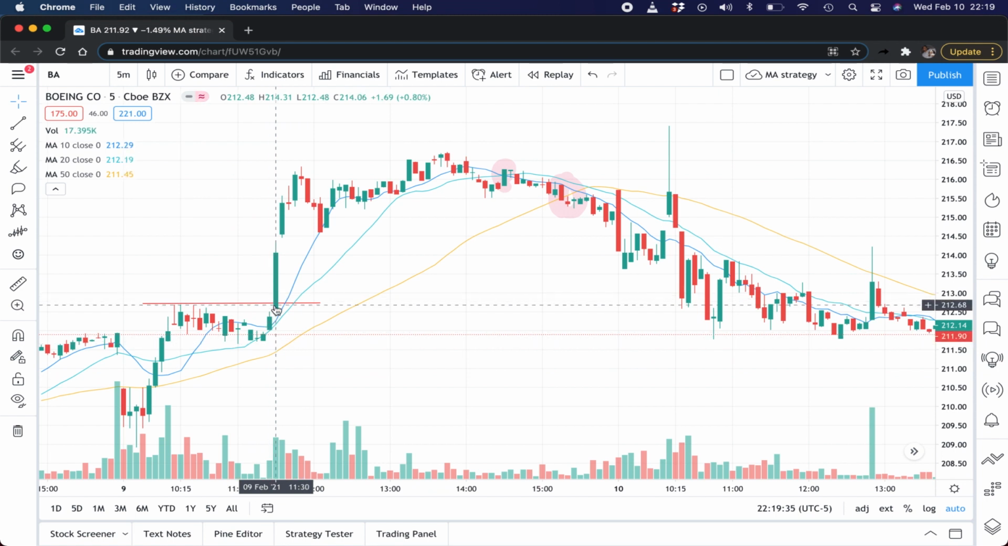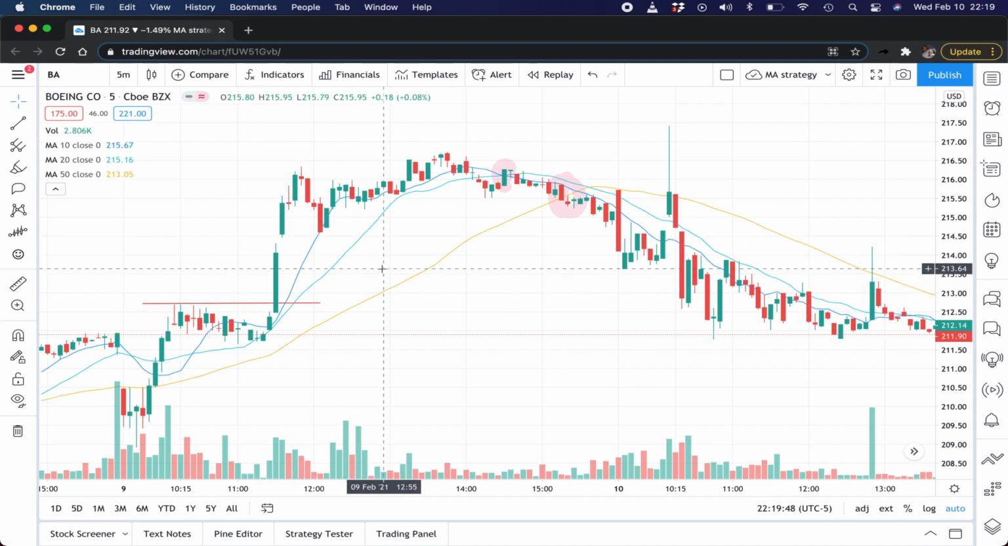So let's say I go long here, right? I'm going to be watching the 10 period moving average when I'm in this trade. I can stay long, because the 10, the 20, and the 50 all are pointing upwards. The 10 is continuously upwards. I can stay in the trade and keep watching the 10 period moving average.